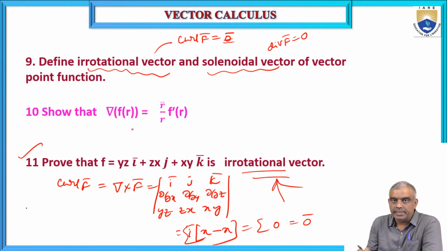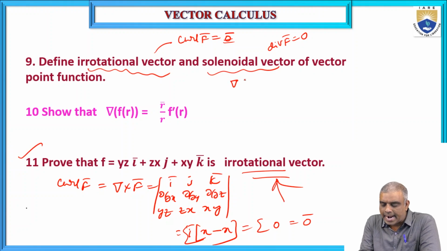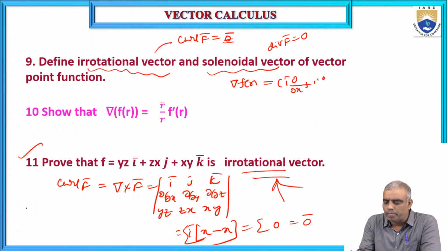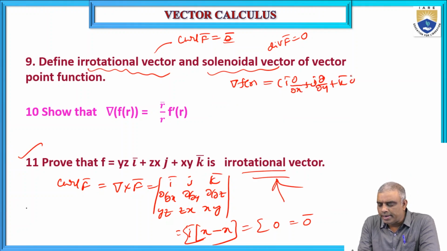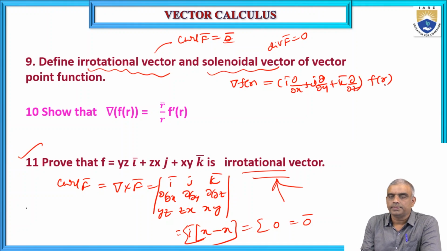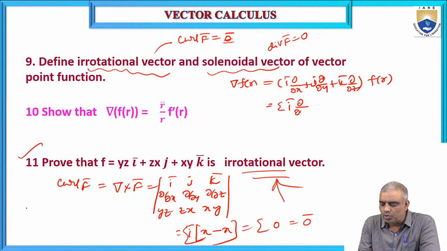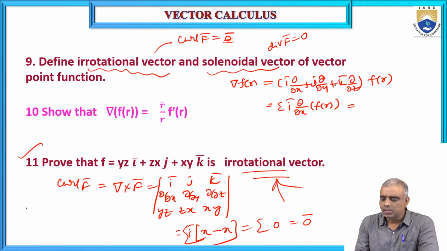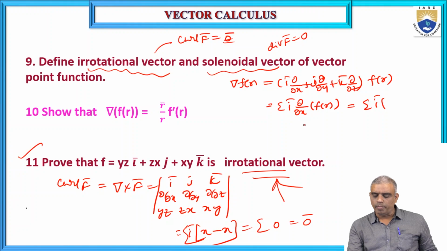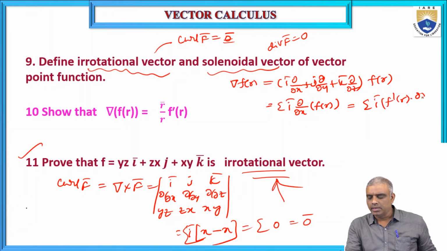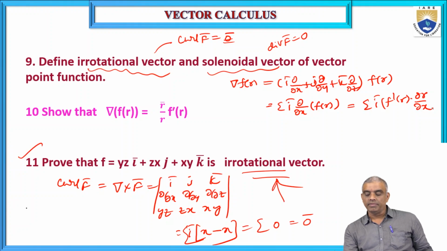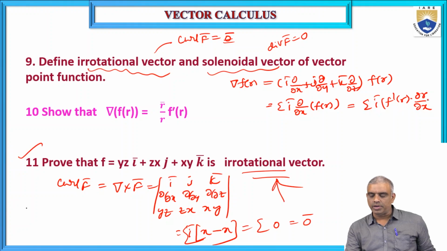Similarly, this is the big derivation, but I will try grad f of r. Grad f of r means i bar dou by dou x plus j bar dou by dou y plus k bar dou by dou z of f of r. So I am writing sigma i bar into dou by dou x of f of r, that is f dash of r into dou r by dou x. With respect to x we are differentiating partially. But what is dou r by dou x? Dou r by dou x is x by r.